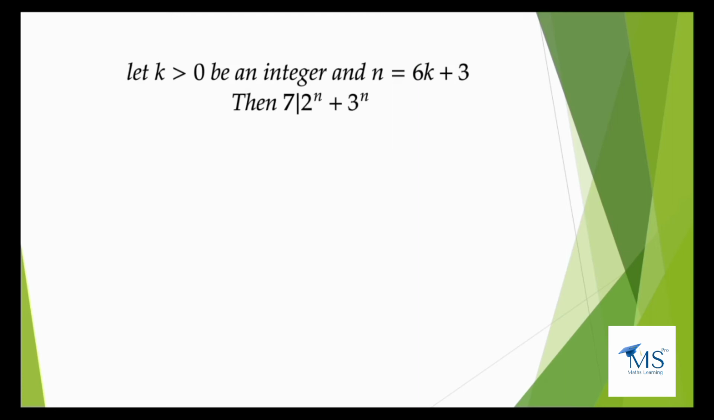And the second statement that we are given is, for some positive integer k, if n is equal to 6k plus 3, then 7 divides 2 raised to the power n plus 3 raised to the power n. So we have to prove this statement also.